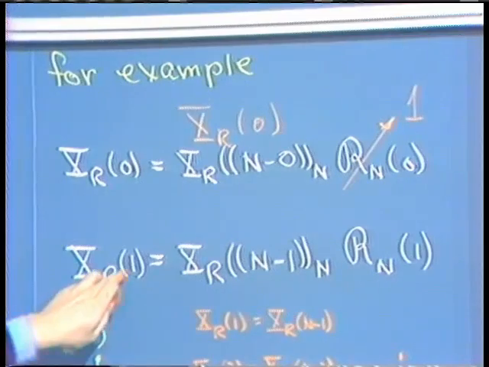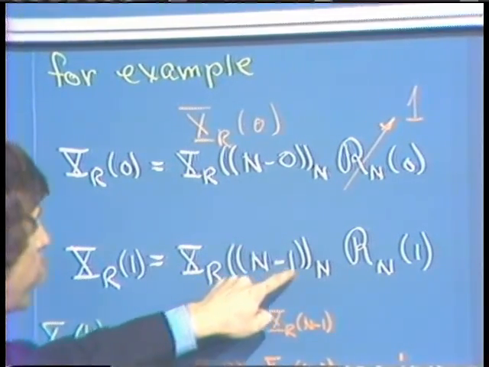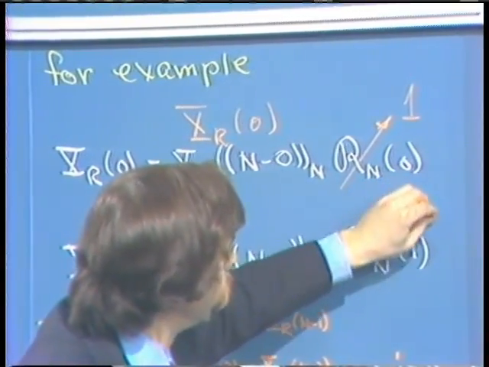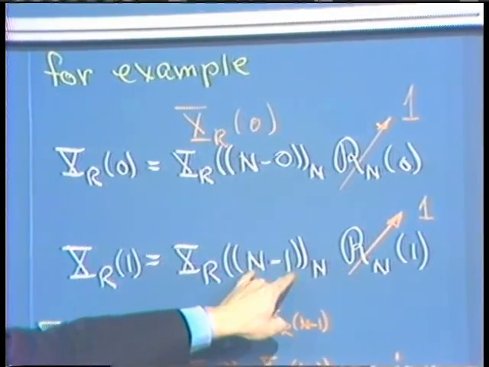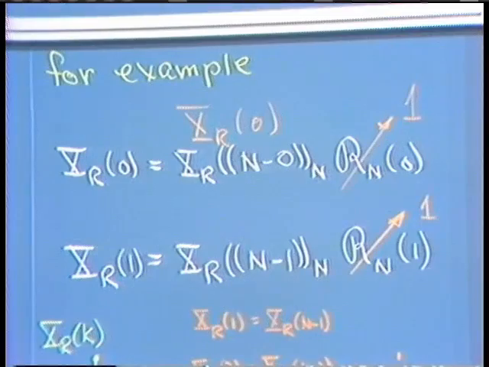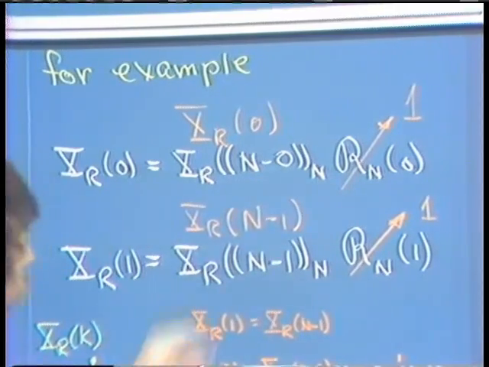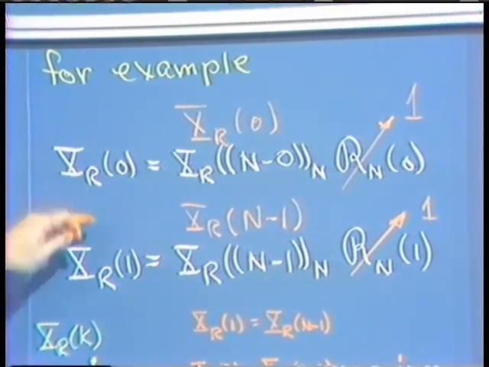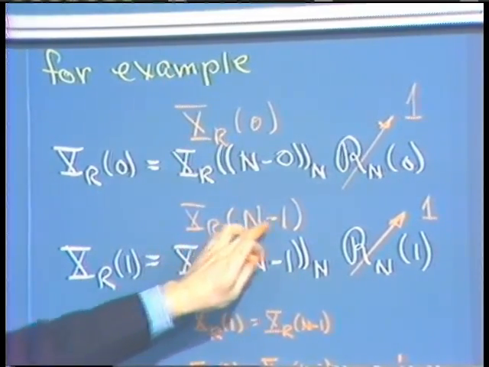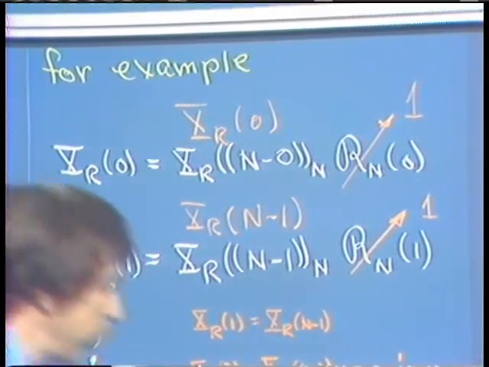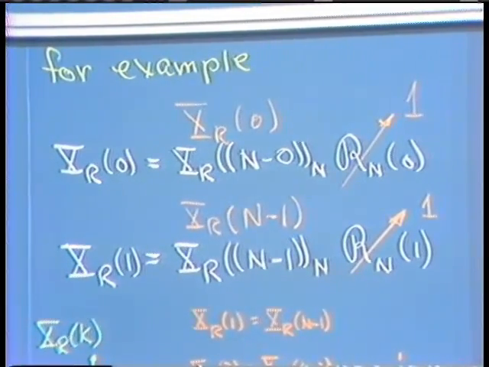For k equal to 1, we have that x sub r of 1 is x sub r of capital N minus 1 modulo capital N times r sub capital N of 1. This again is unity. And since capital N minus 1 is in the range 0 to capital N minus 1, that taken modulo n is just simply x sub r of capital N minus 1. So it says x sub r of 1 is equal to x sub r of n minus 1. And if we repeated this, we'd find x sub r of 2 equal to x sub r of n minus 2. And that's, in the context of the discrete Fourier transform, what we mean by the Fourier transform being even.